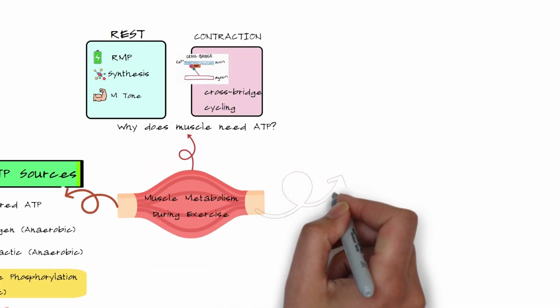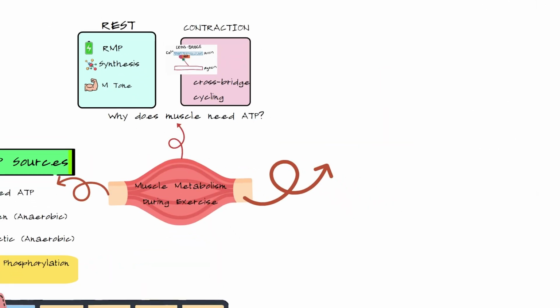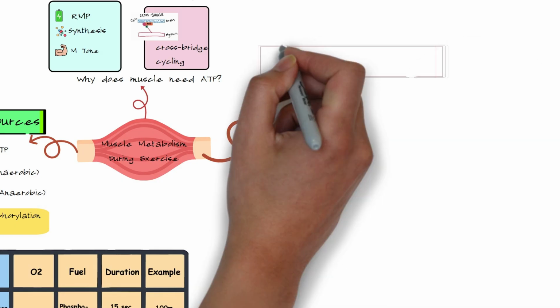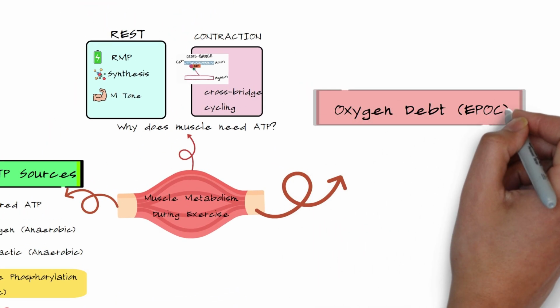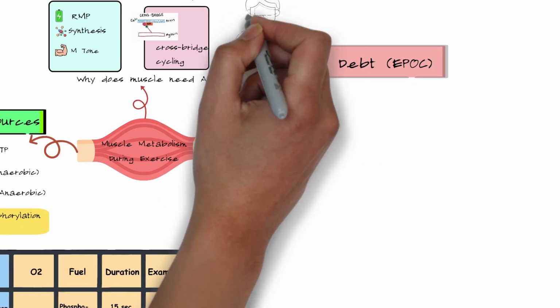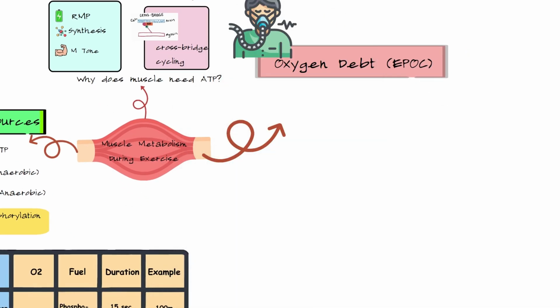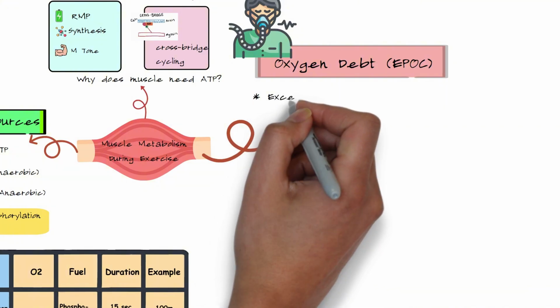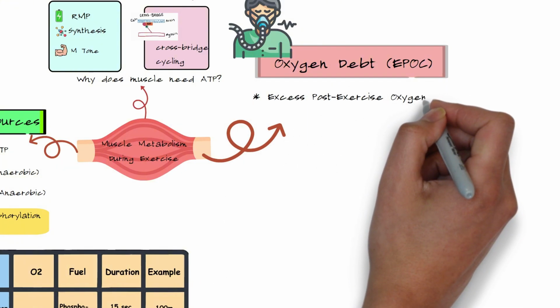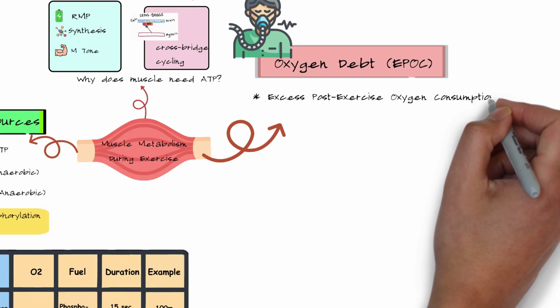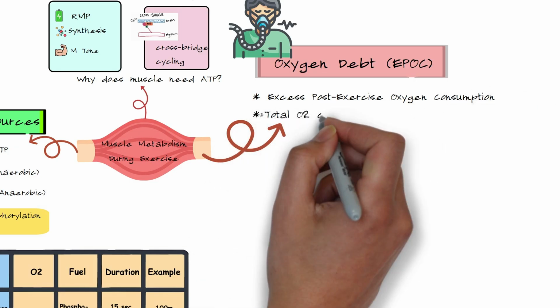After you end your exercise, your breathing remains fast. Why? Because your body needs to correct the damage that happened during the exercise. And this is called the oxygen debt, which is the excess post-exercise oxygen consumption. Remember, it is excess and it occurs post exercise, not during exercise.